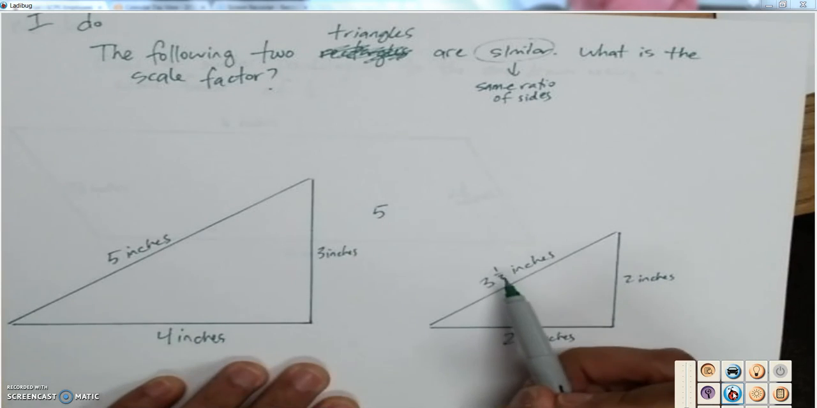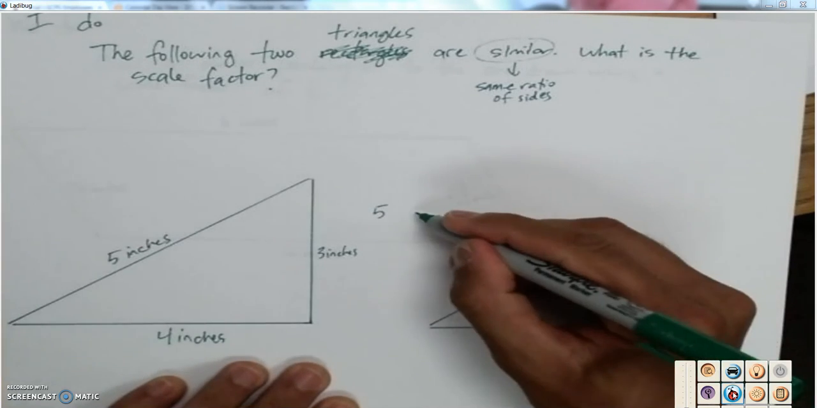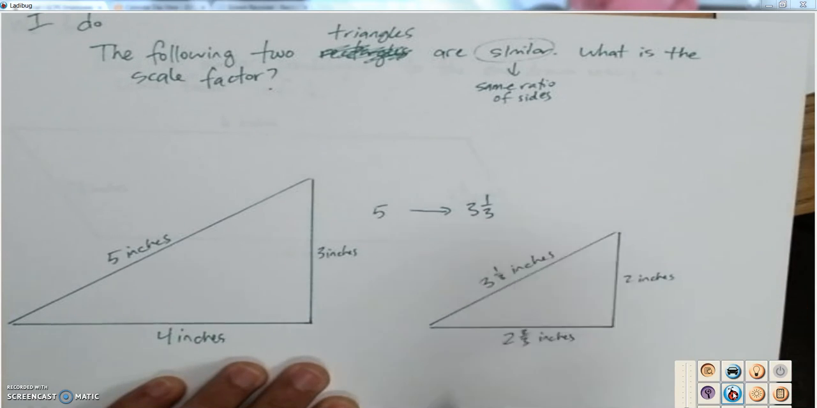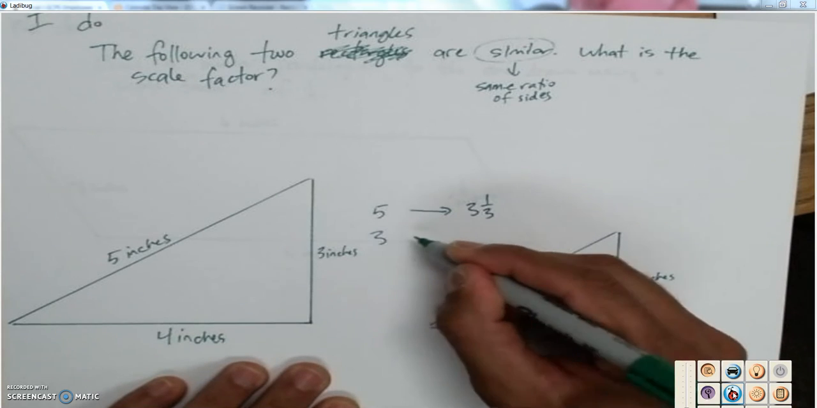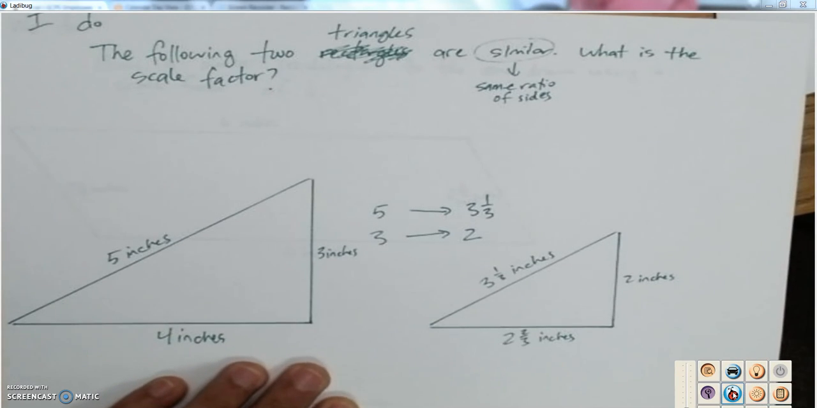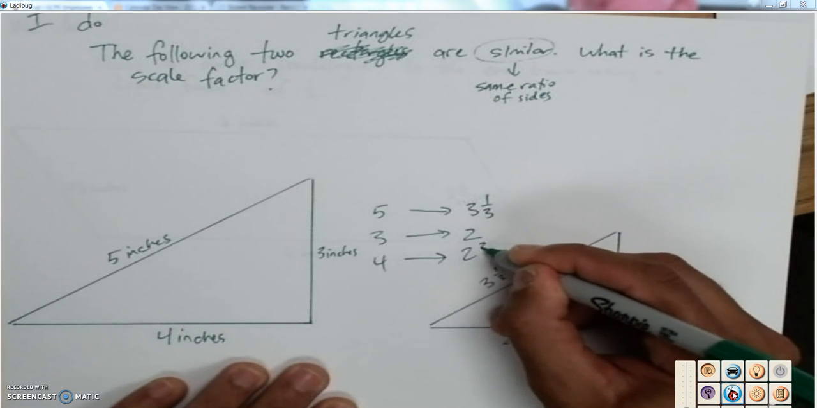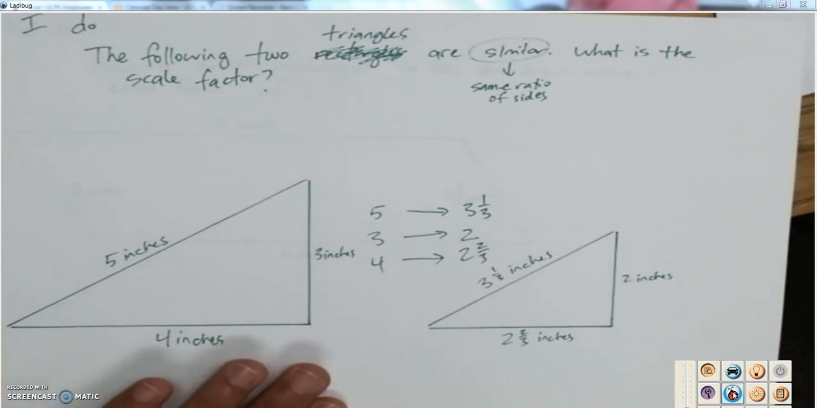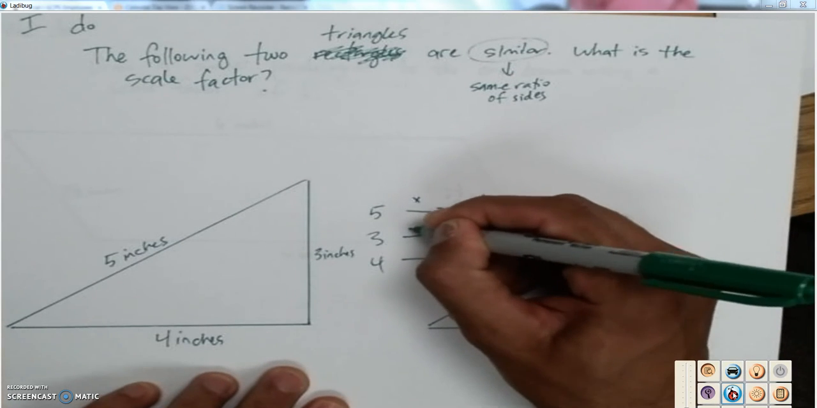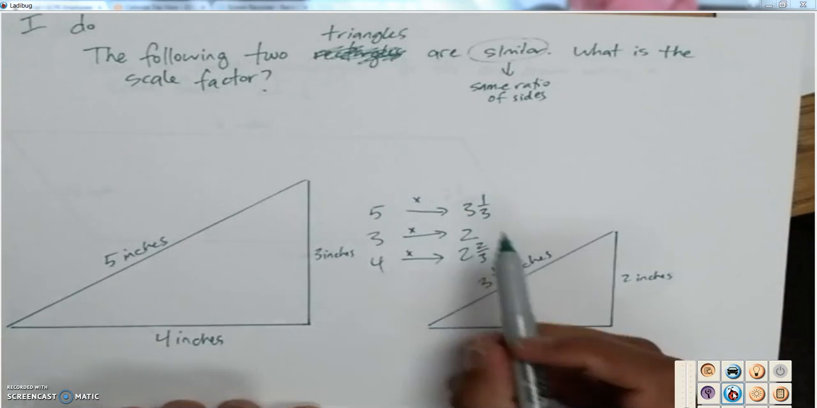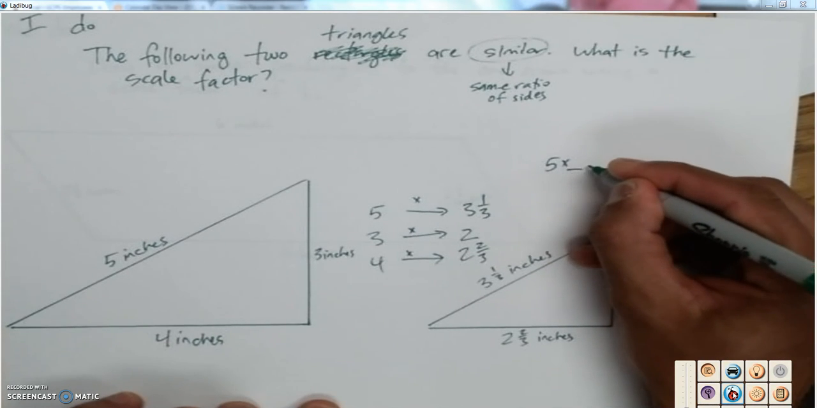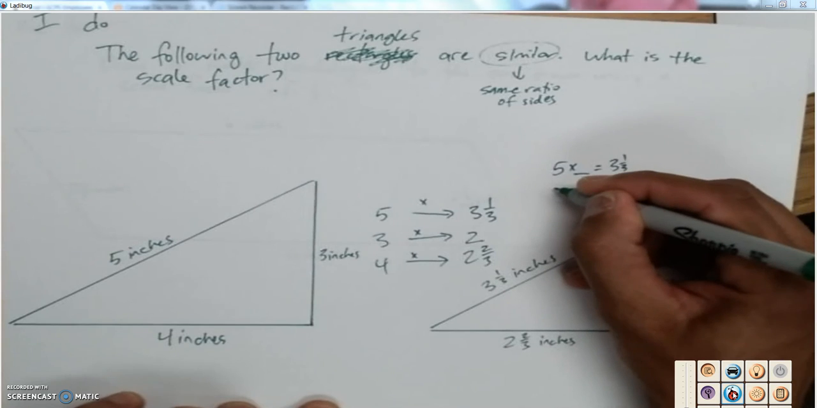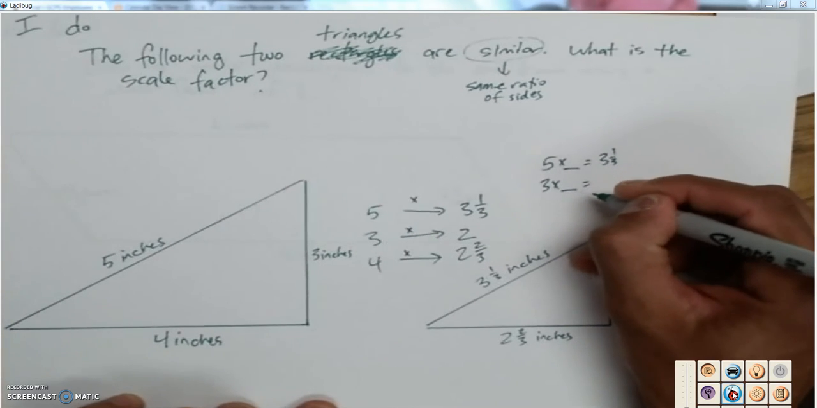5-inch side going to a 3 1/3 inch side over there. And then I've got a 3-inch side going to a 2-inch side. And I've got a 4-inch side going to a 2 2/3 inch side. And since I know these are similar, I know I can multiply these by the same thing to get to this number, and I just need to figure out what that is. So I'm trying to figure out 5 times what equals 3 1/3. 3 times what equals 2.